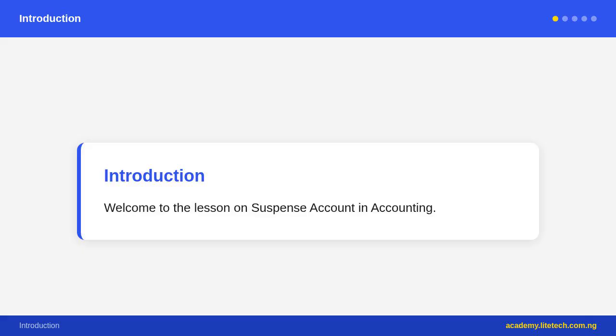Opening rule. If debit total exceeds credit total, credit the suspense account with the difference. If credit total exceeds debit total, debit the suspense account with the difference.